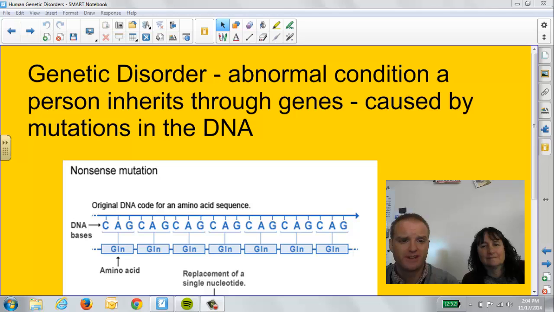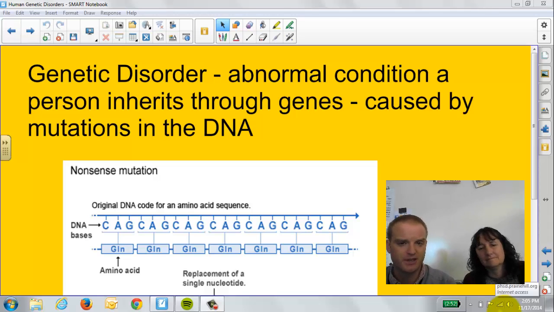So this is on human genetic disorders. This is more when changes happen to the DNA. That's caused by those mutations we talked about in the last chapter. A genetic disorder is an abnormal condition a person inherits through their genes, caused by mutations in the DNA. Sometimes these mutations are carried from generation to generation, depending where it is in the DNA.